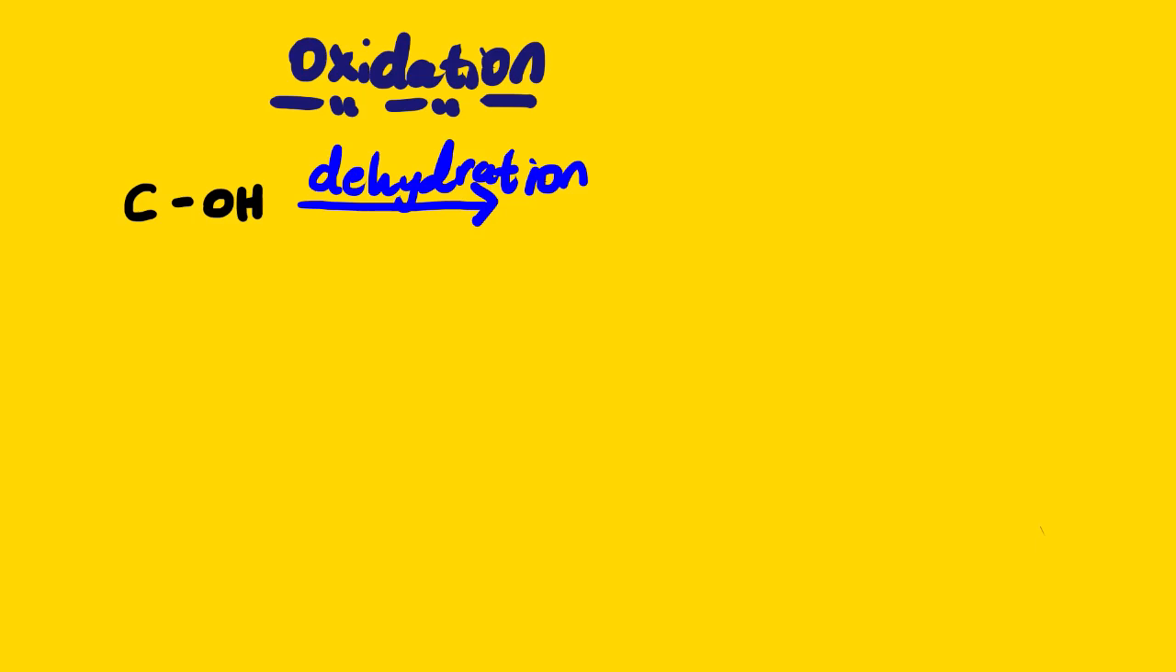So just a quick review. Remember that whenever we take an alcohol, it doesn't matter whether it is primary, secondary, or tertiary, and then we dehydrate it, we know that a functional group that will be yielded will be an alkene. That one, we actually did it.